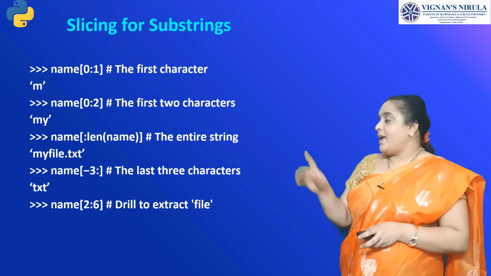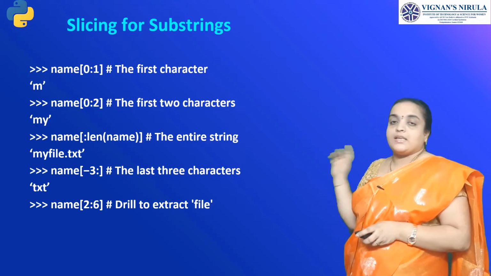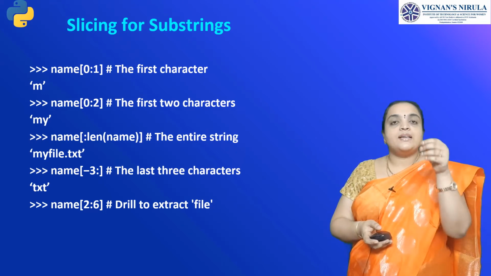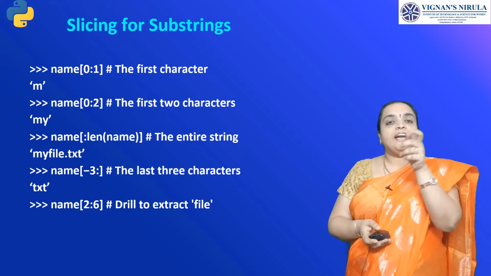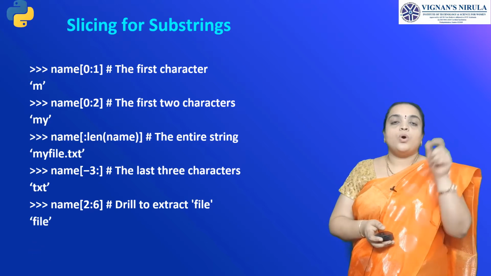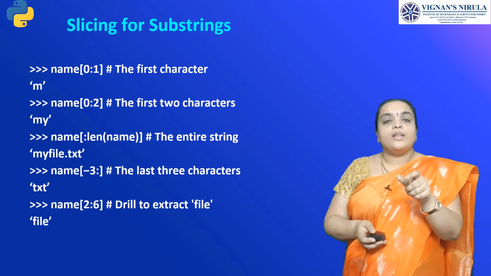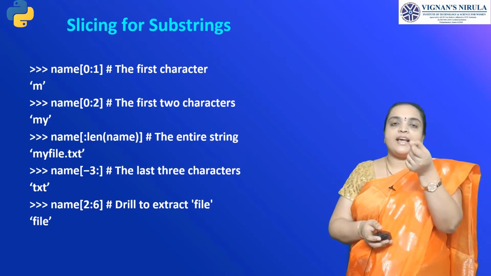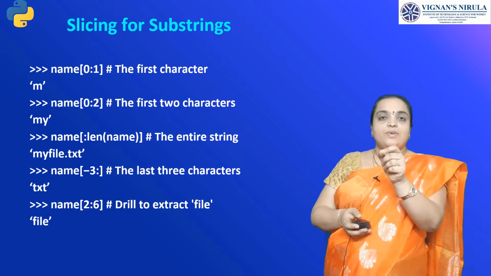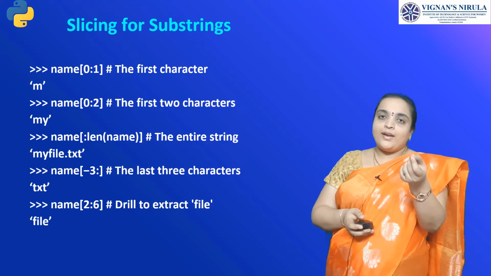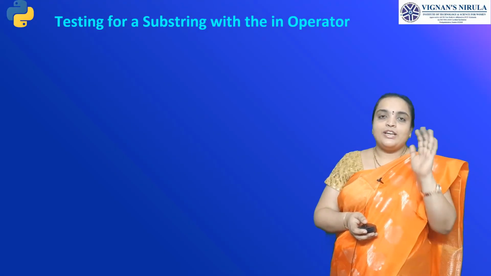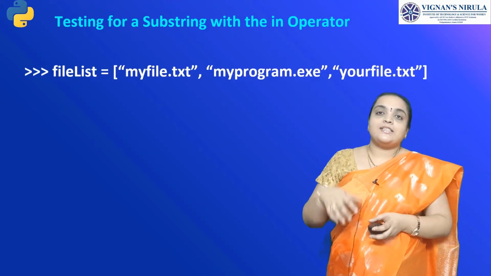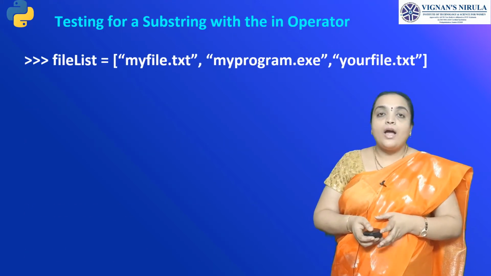Next, name[2:6]. What is 2:6? It will start at index 2 and it will end at index 6. So what is there at index 2? Index 2 contains F. At index 5 it contains E, because the sixth index will not be included. Clear, students? Yes.